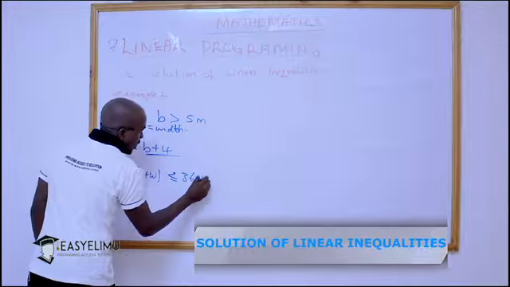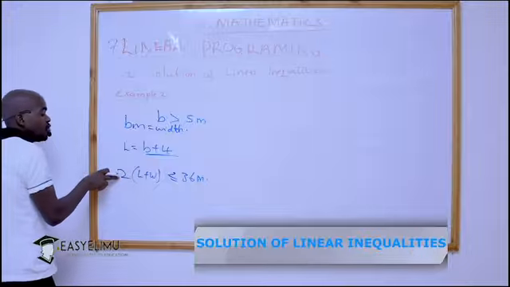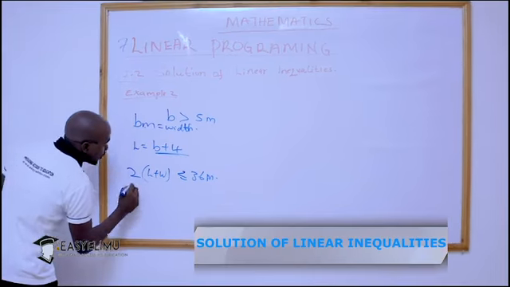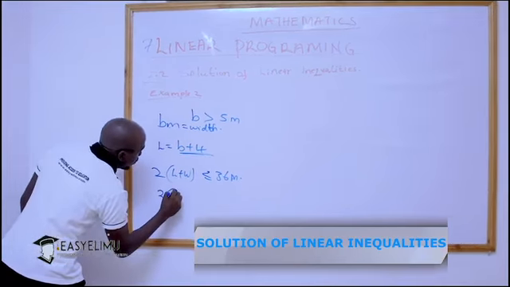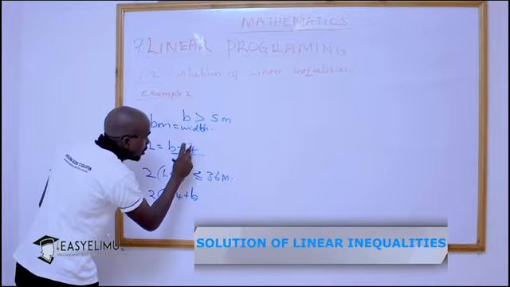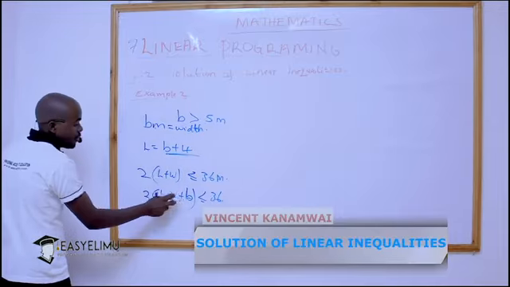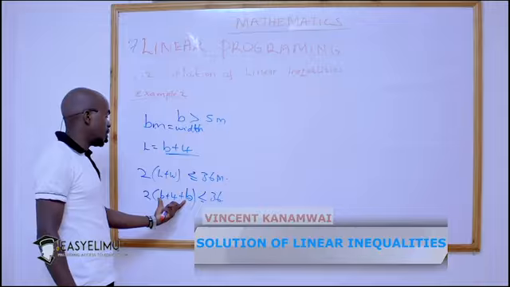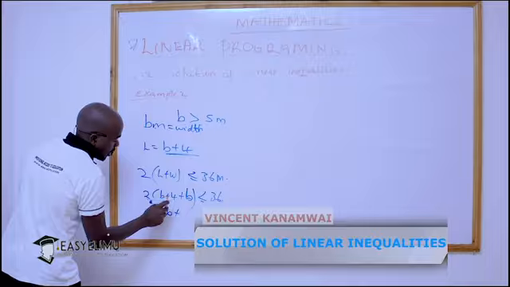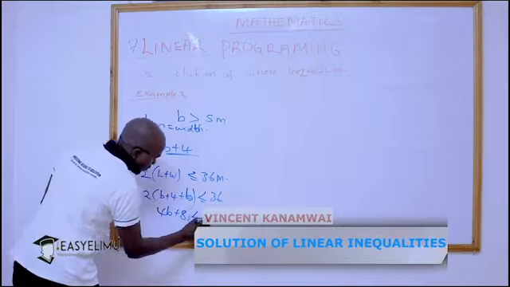36 meters or less. So if it's not greater than 36 meters, what we shall do is substitute here L and also width. So we are getting 2 into L, which is b plus 4, plus width, which is b. It should be less than or equal to 36. So if we open the bracket, we are having 2 multiplied by 2b, we are getting 4b, plus 8 is less than or equal to 36.